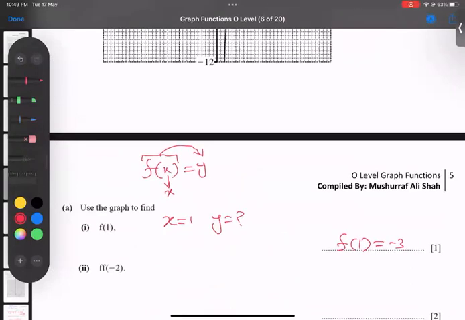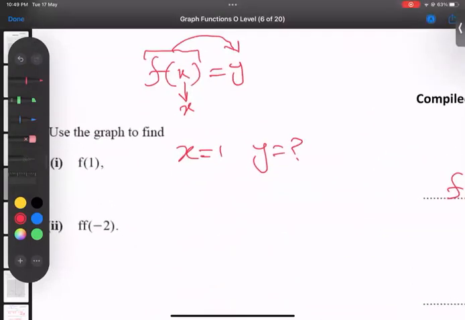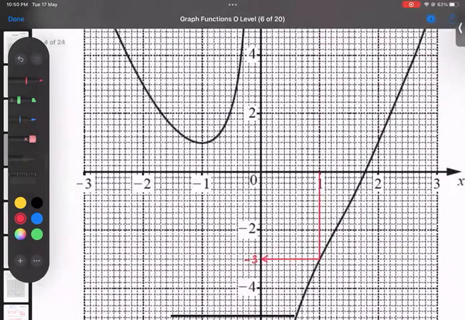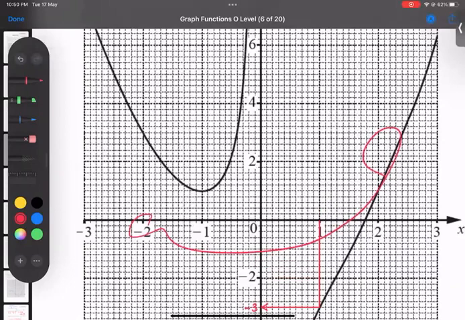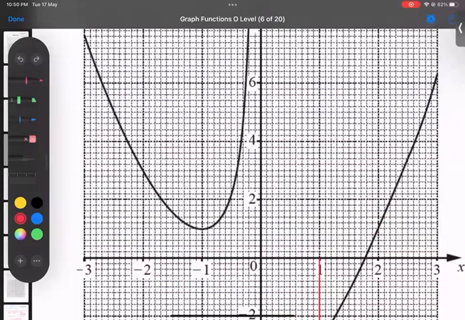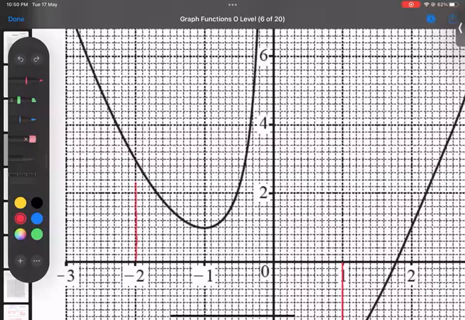Let's talk about the next question. This is a composite function. First, plug in -2 in f, but he said use your graph, so you can't plug in. It means when x is -2, find y. Let's first find it. When x is -2, find y. At -2, I can't go on the right graph, only on the left side. So -2 here, go on the graph, they meet here.